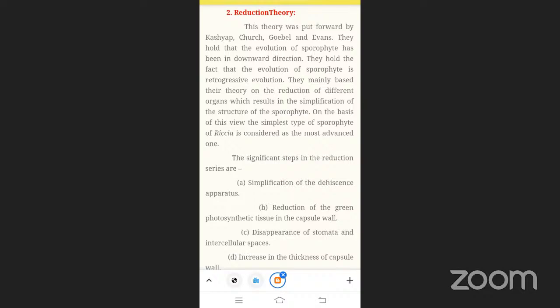But the reduction theory says the simple structure of Riccia is the highly evolved structure. Okay, so this is clear, all of you? Hello. Clear, sir.